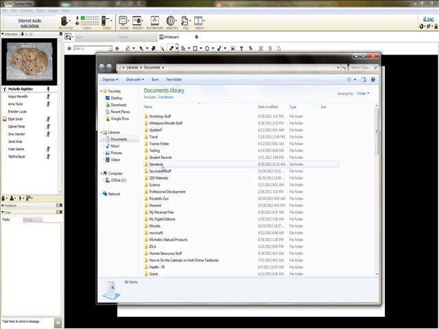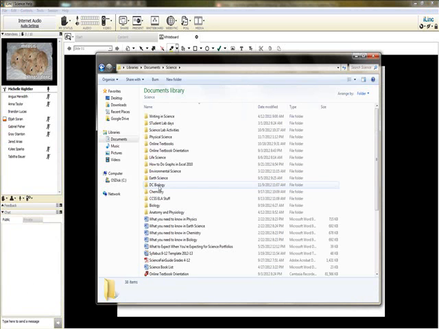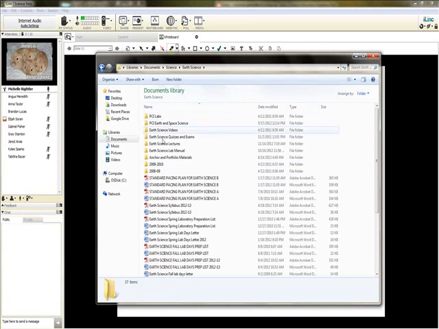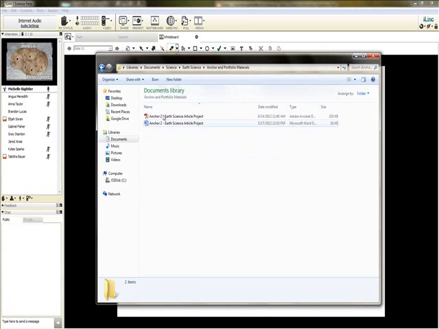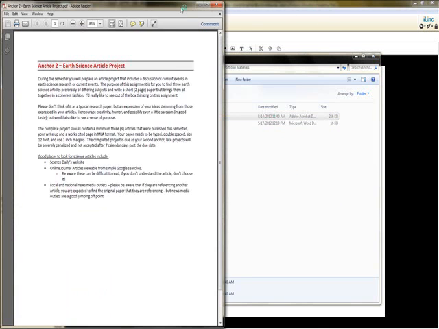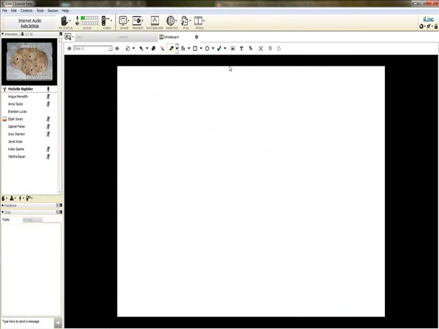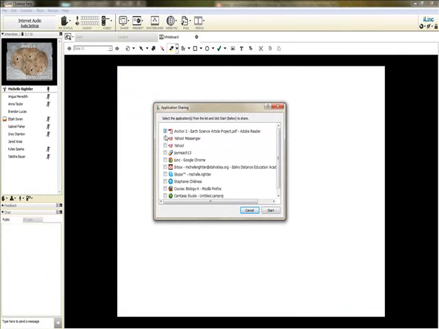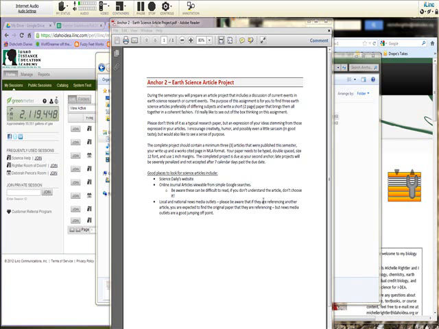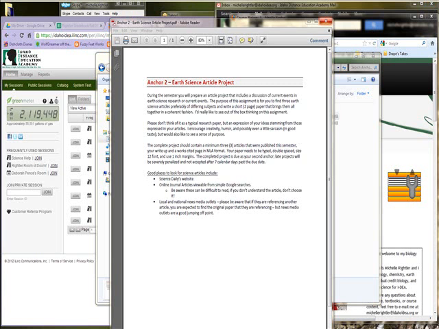the anchor assignment description. And it is the same for earth science, biology, and chemistry. So I'm just going to pull up the earth science one because that's the one I have to actually fix. It says anchor 2 and it really isn't. So I'm going to pull that up, and I apologize for the typo. I originally had intended for it to be anchor 2. Cooler heads prevailed and we turned it into anchor 3.